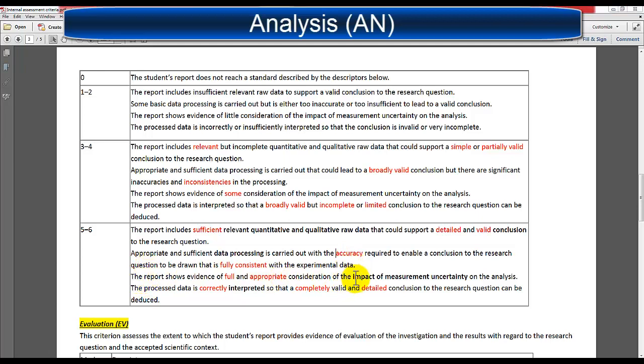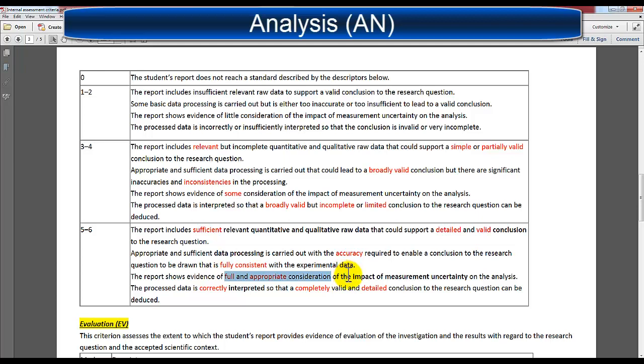The next one is about the impact of measurement uncertainty. You can see the highest band here is full and appropriate consideration, while the middle band says some consideration. So it's really about whether from the beginning, that is to say the raw data, you have considered the absolute uncertainty, and then later on you have to propagate. When you do the process data, you have to use what you learned in chapter 1 to propagate those errors. Not only talk about the error value itself, but also the justification of them. So why do you choose, say, plus or minus 0.1 rather than some other values?